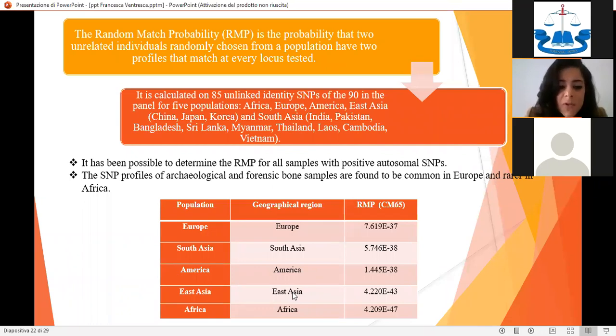It has been possible to determine the random match probability for all samples with positive autosomal SNPs. The SNP profiles of archaeological and forensic bone samples are found to be common in Europe and rare in Africa, as you can see in this table. So it means that the samples are more probably from Europe, then South Asia, then America, then East Asia, and last Africa.